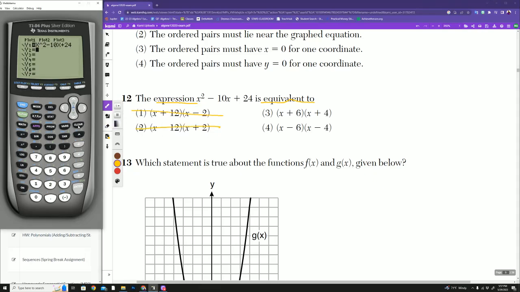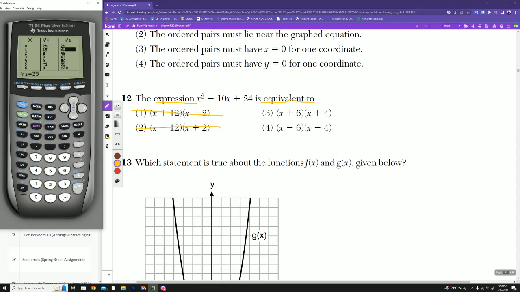So let's go on to the next. Let's go to option 3. X plus 6, x plus 4. Second table. 24 and 24 are good. Let's see the next one. 15 and 35. They're not the same. This can't be the answer either.